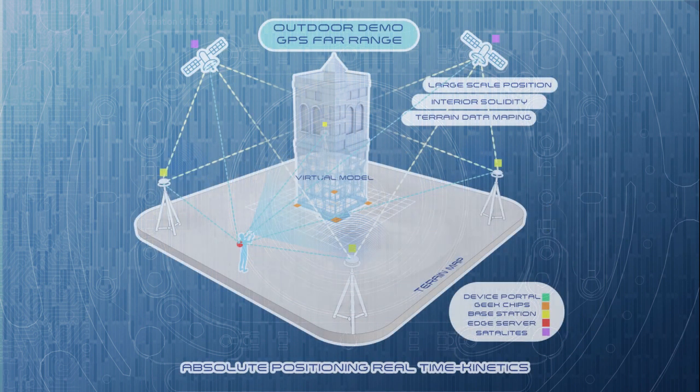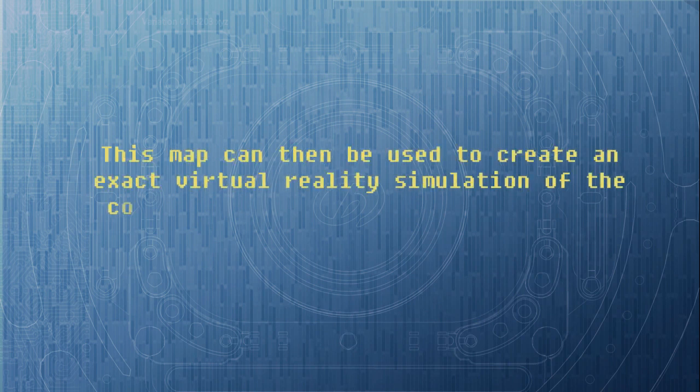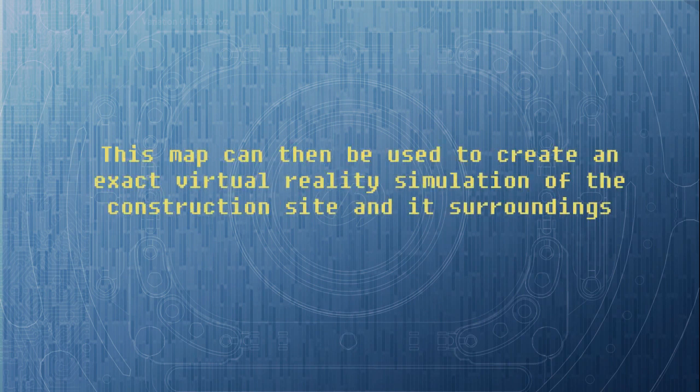For example, we have a construction site. By using GPS data, drone scans and traditional architectural measurement tools, a map of the construction site and its environment can be created. This map can then be used to create an exact VR simulation of the construction site and its surroundings.